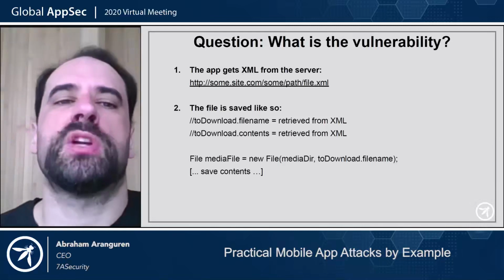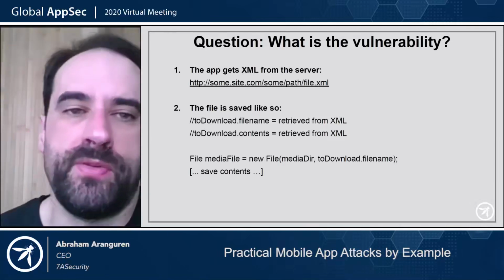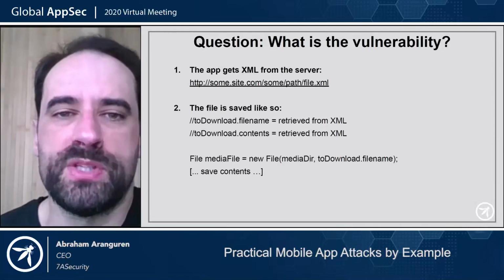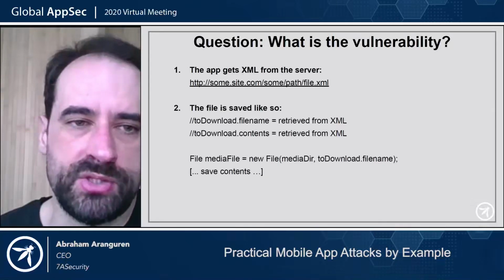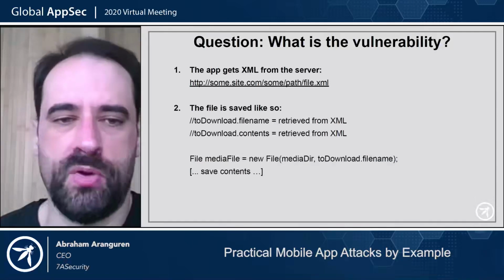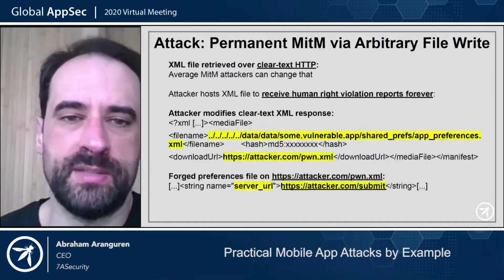So the application tries to get some XML from the server, right? So we have some site.com, some path file, and then the file is saved like so, right? So we have to download the file name, which is retrieved from the XML, and to download the contents, right? And this is how the file is created.